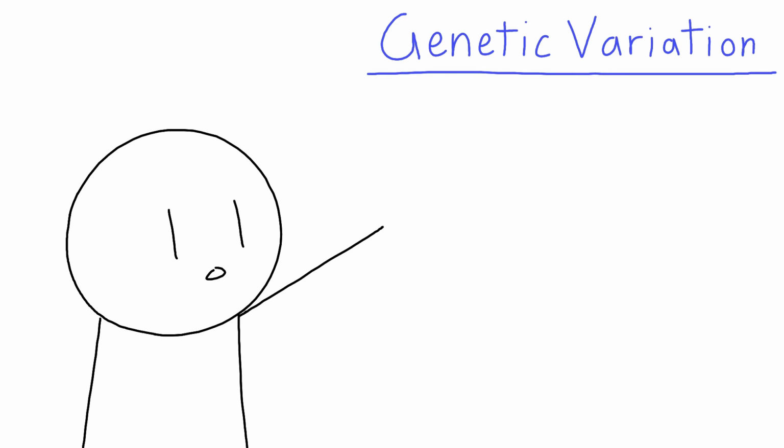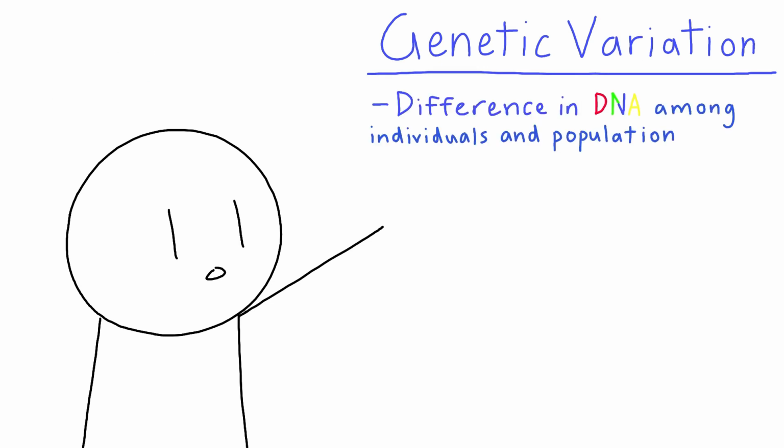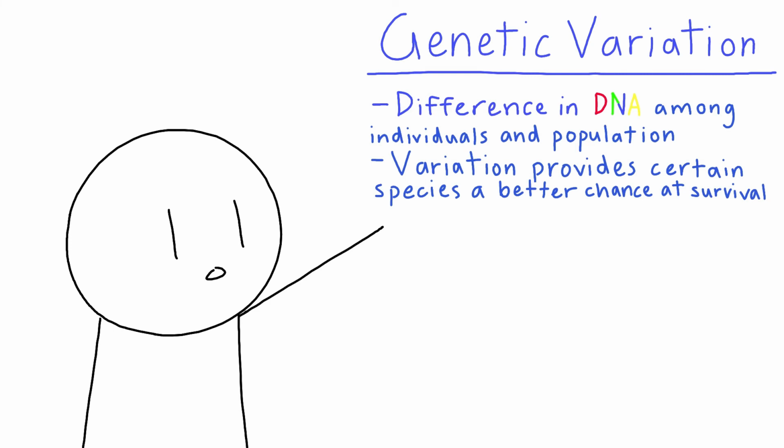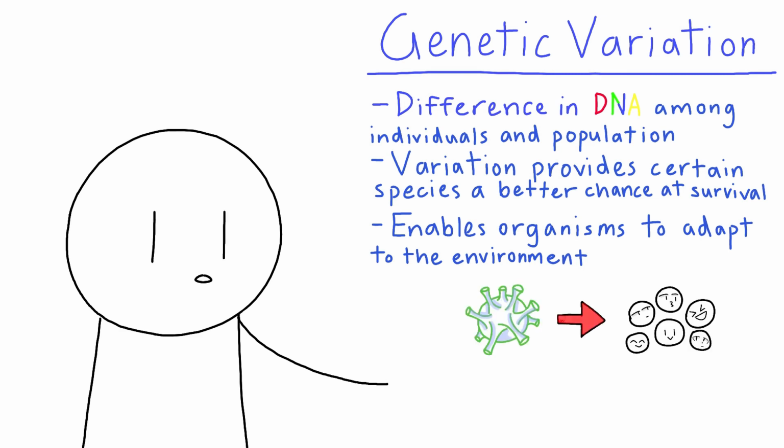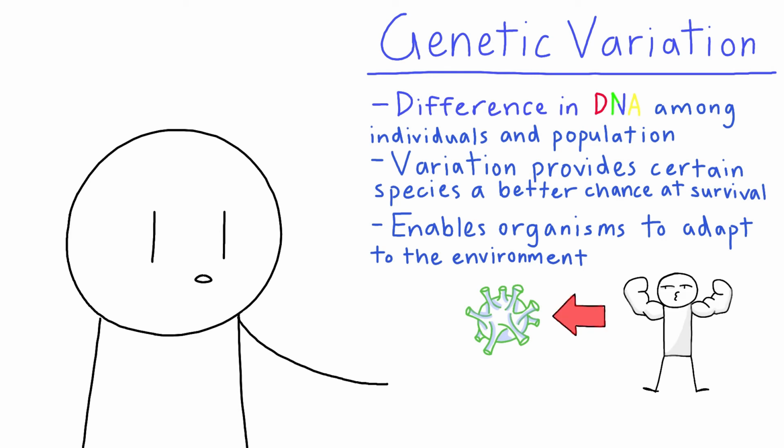Genetic variation is the difference in DNA among individuals or differences between populations. Variation is important because it gives certain species a better chance of survival. Genetic variation is also necessary to a population because it enables some organisms to adapt to the environment. For example, if a population were to be exposed to a new disease or virus, because of genetic variation, some individuals would have the genes and the resistance to fight back certain diseases.